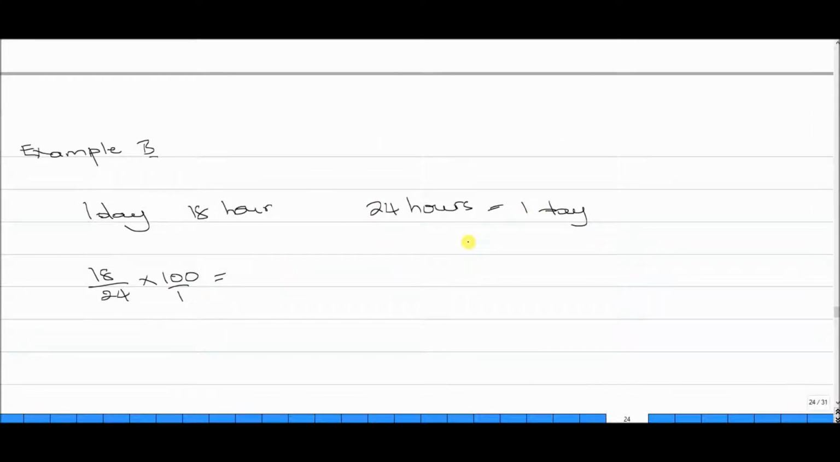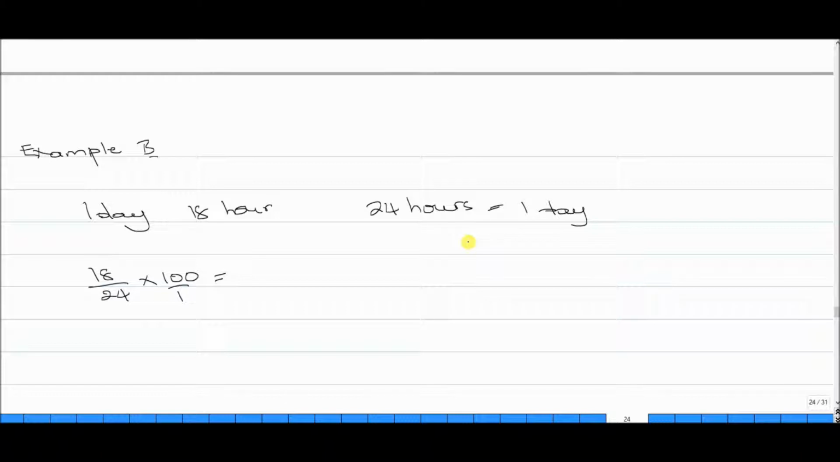Let's turn our attention to example B. What percentage of one day is 18 hours? Establishing our numerator and our denominator, 18 hours comes after "is", and it will be our numerator. We have one day coming after "of", so that will be our denominator as expressed by the rule.